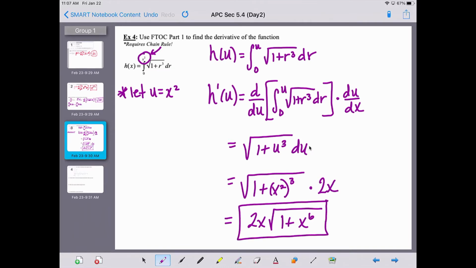So if your limits of integration involve a function other than just x, because the derivative of x is 1, right? But the derivative of something that is not x is not going to be 1, then that's going to require you to do a u substitution and do chain rule to calculate the derivative of the function.